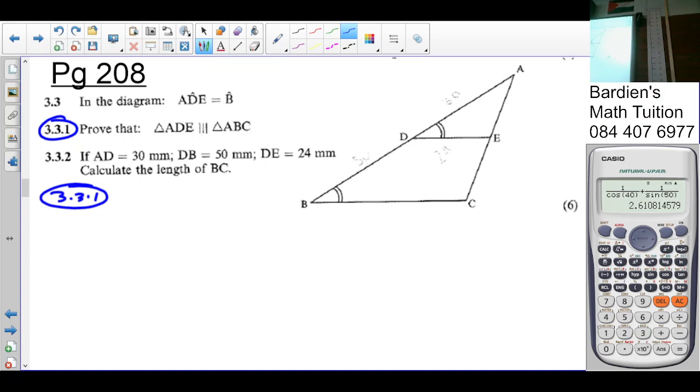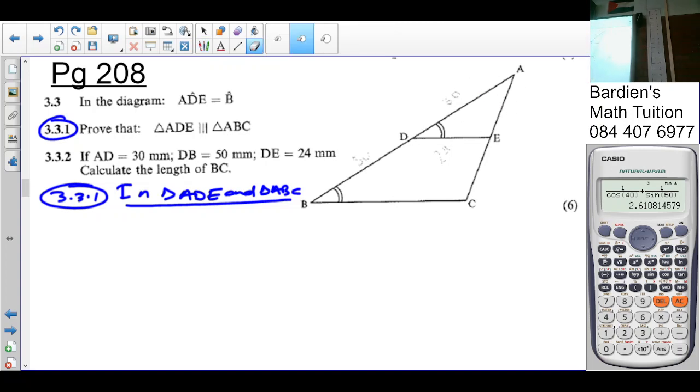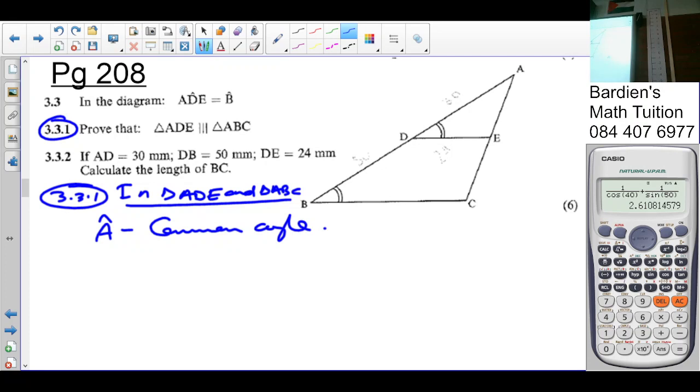So, if you look at the triangles, it's ADE and ABC. Where do we start? We start by saying in triangle ADE and triangle ABC, what can we say? Angle A is in both triangles, not so? So what do we say for that? We say that angle A is a common angle, since it's in both triangles.